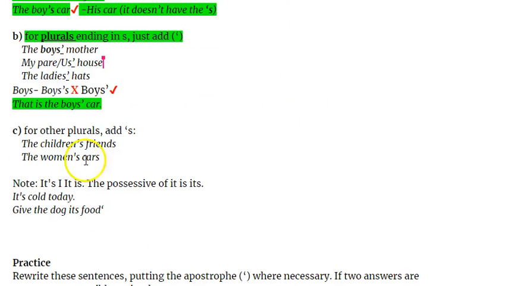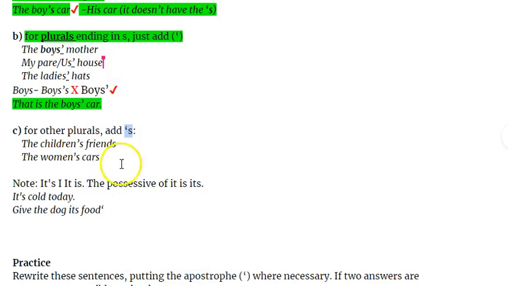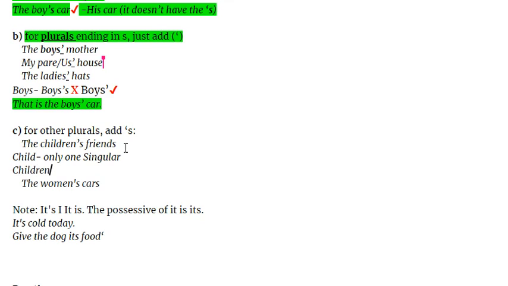Letter C. For other plurals, just add apostrophe S, because we have a plural form, but they don't end in S, right? So let's say, for example, children. Child is only one. Children is more than one. So that's what we call plural.